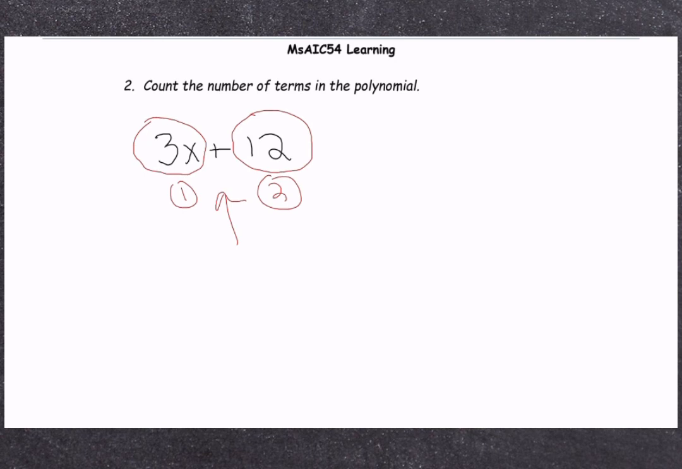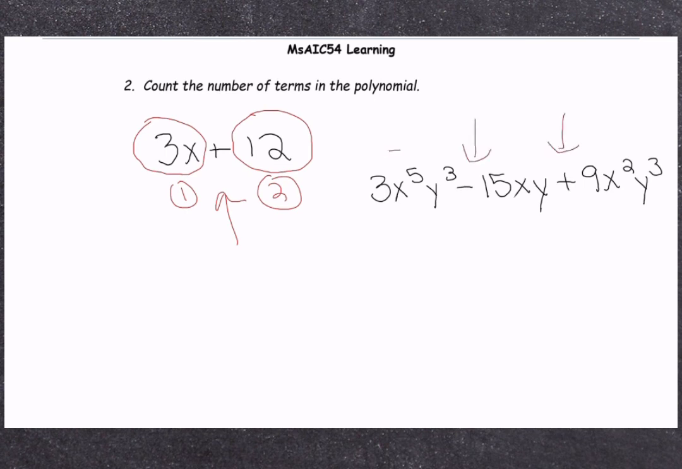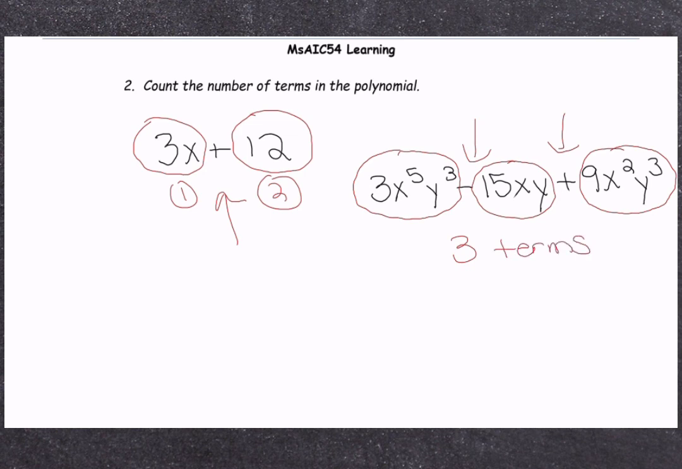So let's say if we saw something like this, 15xy plus 9x squared y to the third. So remember, terms are separated by plus or minus, right? So this would be considered a term. That's 1. This is a term. That's 2. This is a term. That's 3. Okay, so this one has 3 terms. Okay, the earlier one had 2 terms. I didn't put that down, so let me be consistent.